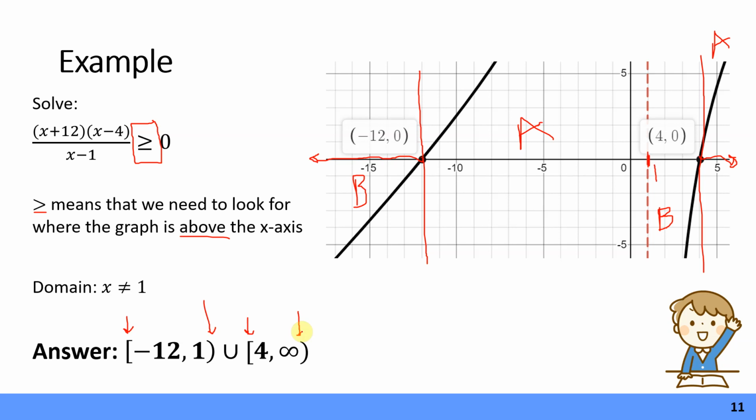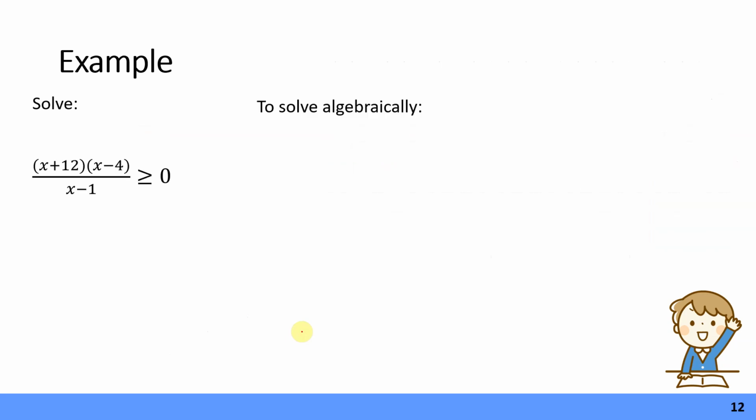That's our answer. And again, just in case you don't prefer this method, we're going to do it one more time, just solving it algebraically. So again, the same procedure. We have to make sure we have a 0 on the right side, which we already do. And then we set our numerator and denominator equal to 0 to get our boundary point.